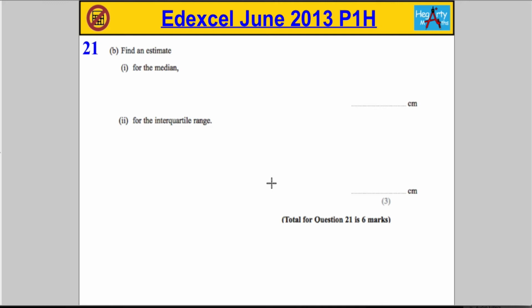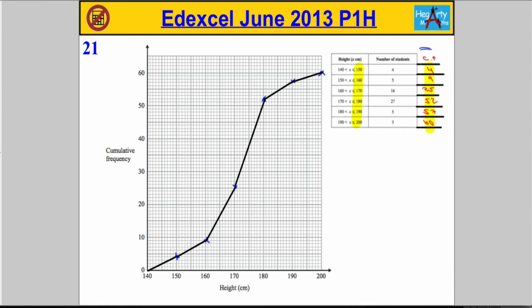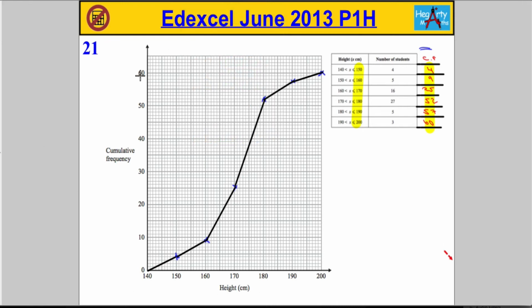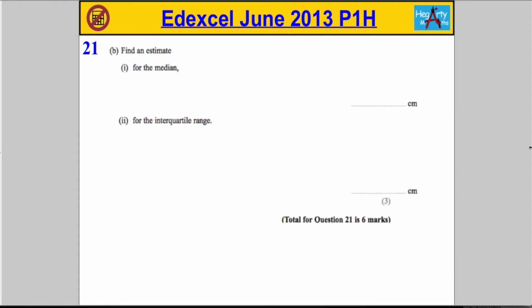Now the next part is we're asked to find an estimate for the median. In order to do so, we're going to have to go back to our graph. Where do we find the median if I've got 60 people? Hopefully you know that the median is normally the middle number, so I'm looking for the middle person. If there's 60 people in the group, I'm going to go to the 30th person. Over here, we're going to read across where it hits the graph and then down. And reading that, I make the median height out to be 172.